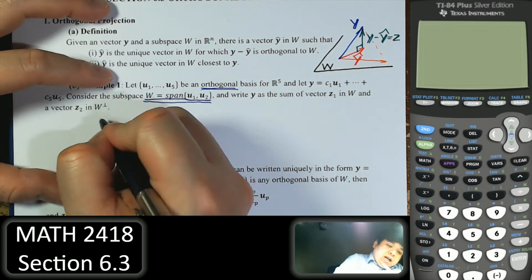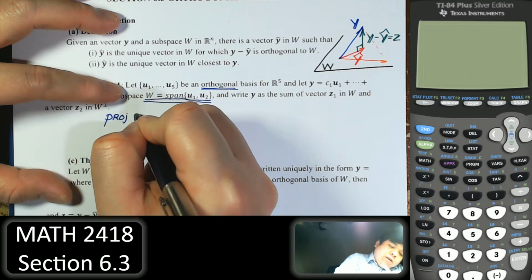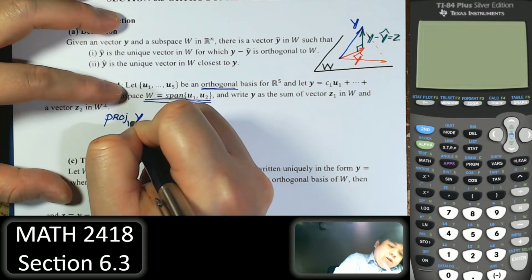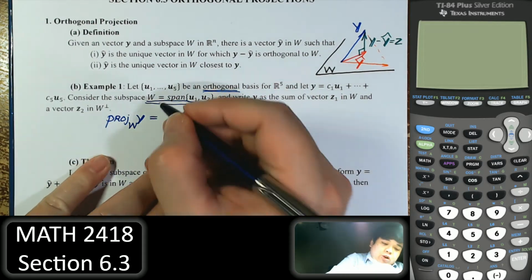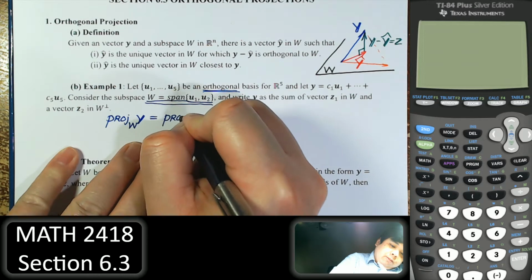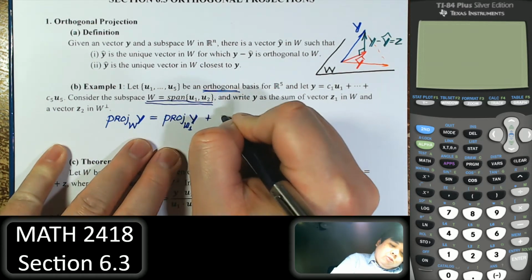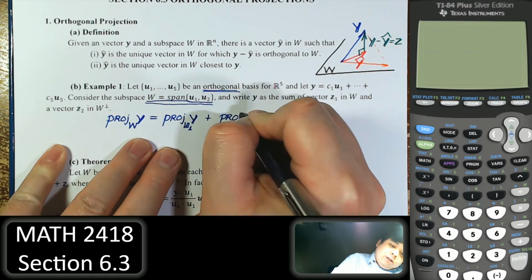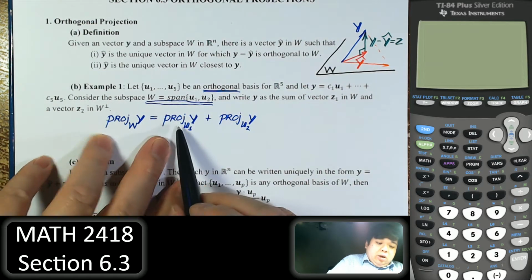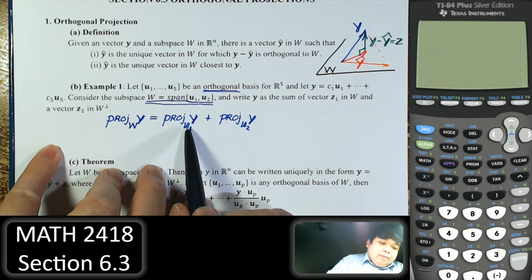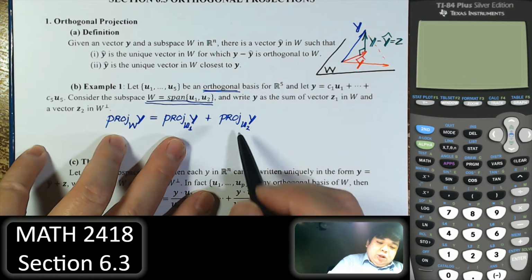In this case, the projection of vector y onto the space W will be equal to just the projection of y onto u1 plus the projection of y onto u2, because the space W has a basis of the vectors u1 and u2, so that's what we have.